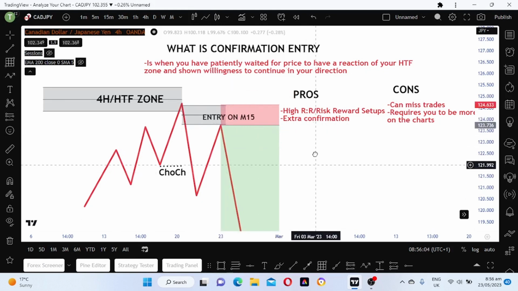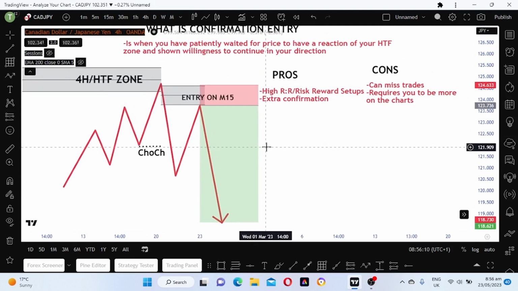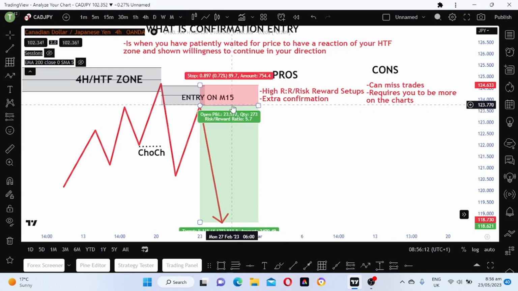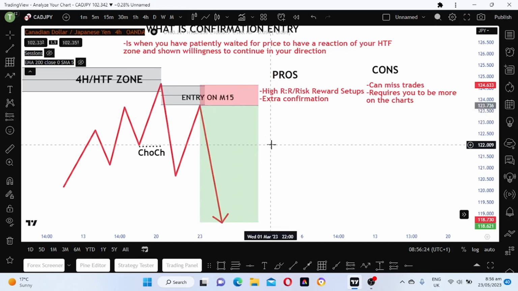As you can see now, the risk reward ratio of this one is much better than the other one. Here on the other side, we have a 1 to 3, and here now we have a 1 to 5, guys. Meaning that you make more on the confirmation entry than on the aggressive entry. And it's much safer, because we waited for a confirmation.